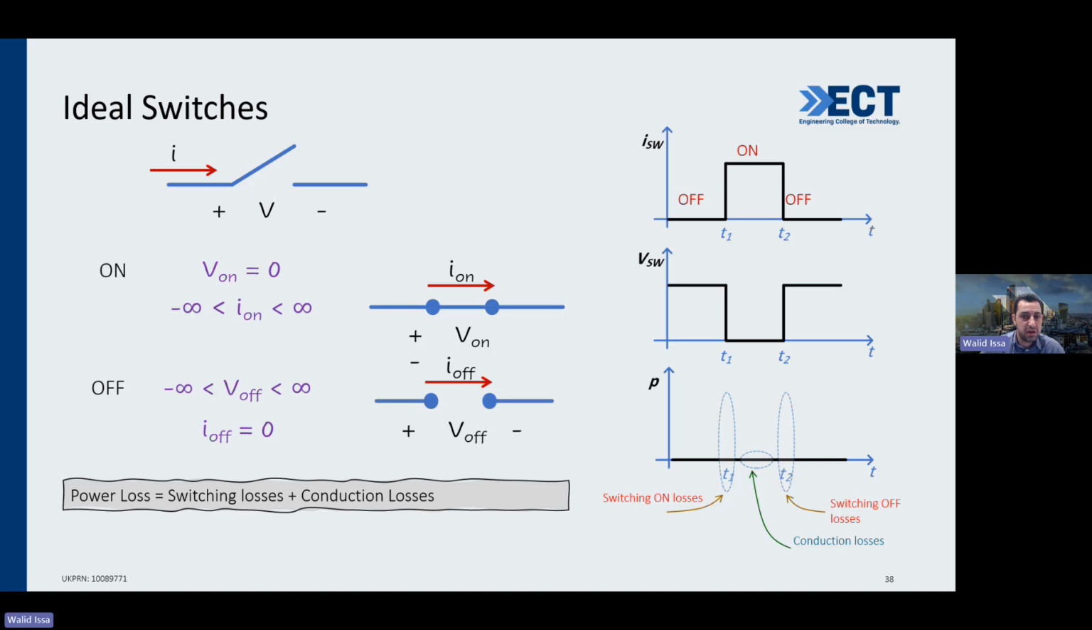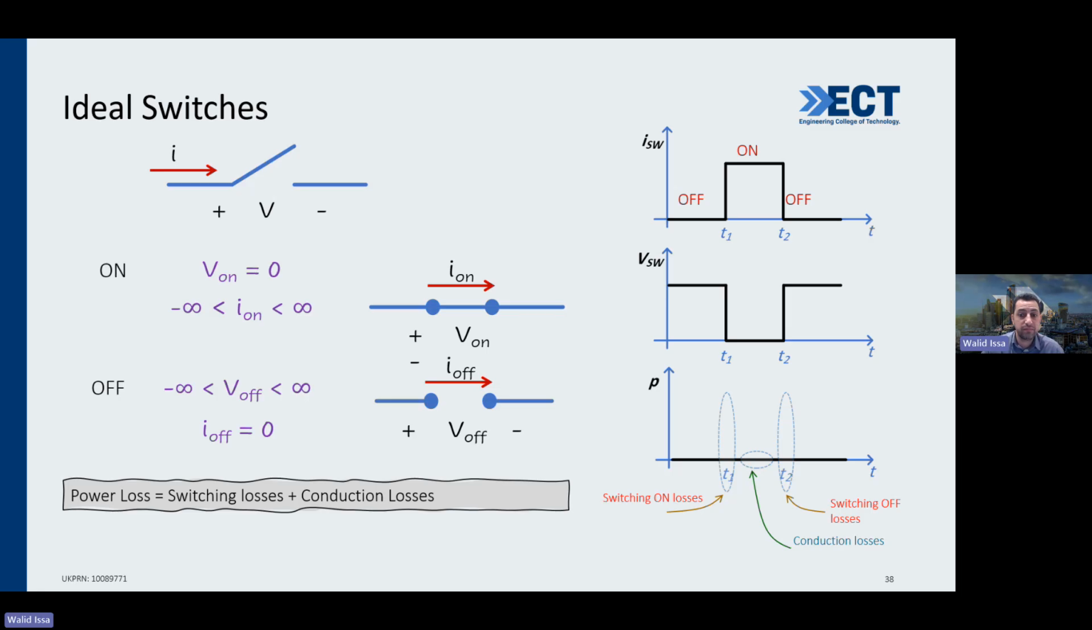Ideal switch, I can turn it on and it will handle any voltage, any current, okay? So the voltage across my switch, if I turn it on, will be like a short circuit. There is no resistance for the wire. That's the ideal case, okay? So the voltage across my switch terminal will be 0. And it can handle any value of current and in any direction.